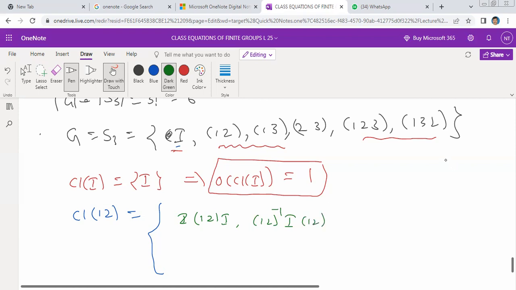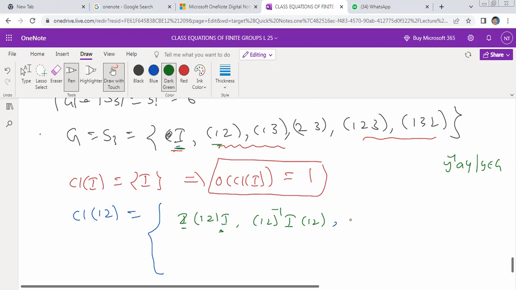Am I right? Our formula is y inverse a y such that y belongs to G. I am just changing this y value. I am taking y as this one. Yeah. Next. Anybody?